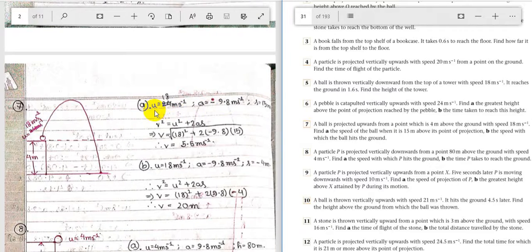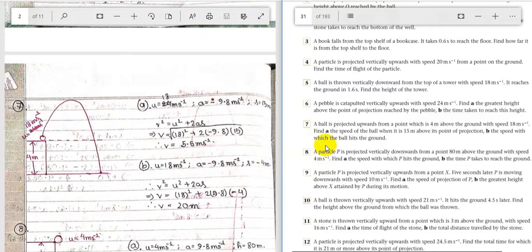So this is all the information given in your question. Using the equation v squared equals u squared plus 2as, put in all the values, and then using the calculator you can find the value for v, which is going to be 5.5 meters per second. So the speed of the ball 15 meters above its point of projection is 5.5 meters per second.